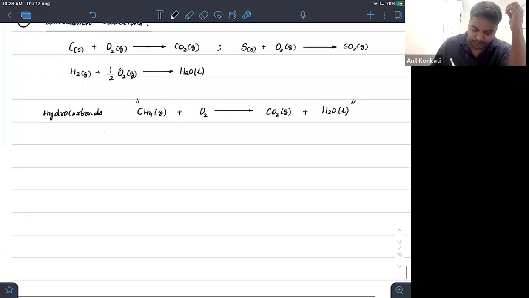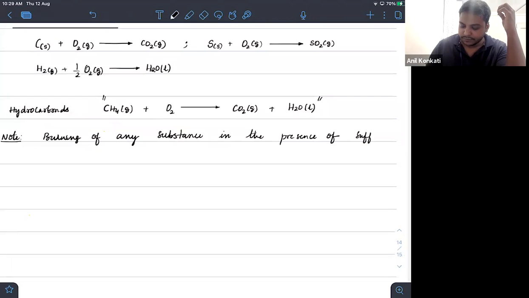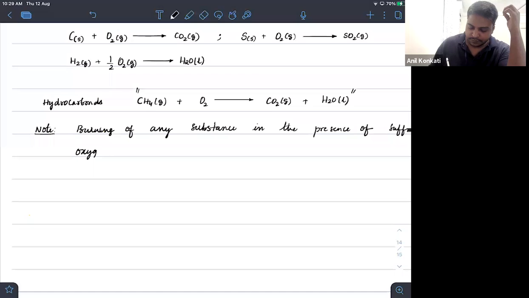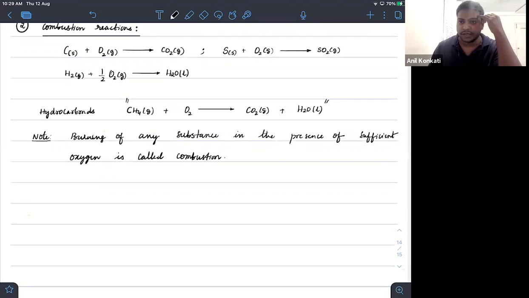So I'll just put it as a name here, that burning of any substance in the presence of sufficient oxygen is called combustion. That is called combustion. Okay. So all these four reactions, what I have written, these are all combustion.